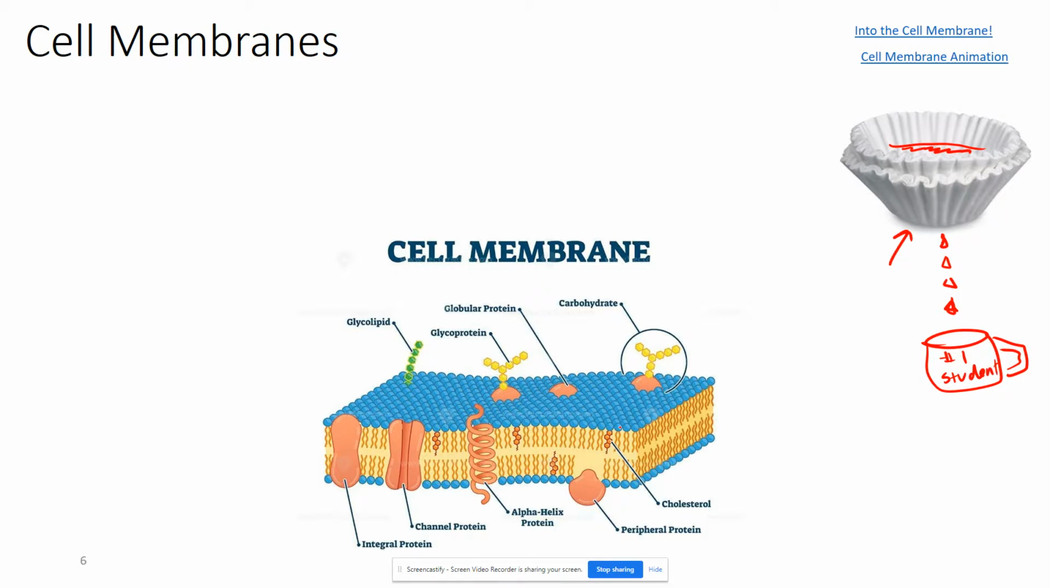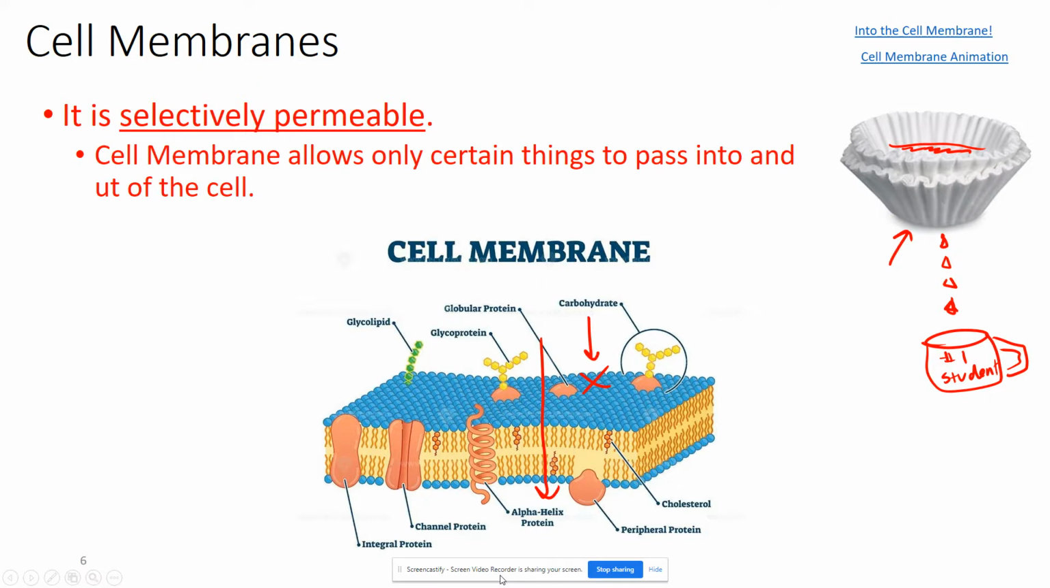Well, a cell membrane is also like that in that it only allows certain things to get through. Some things it's like, nah, and then some things it does allow to get through, okay? And this is called selectively permeable, right? It only allows certain things to pass into and out of the cell. Oh, look, I misspelled this. Check it out. Not anymore.